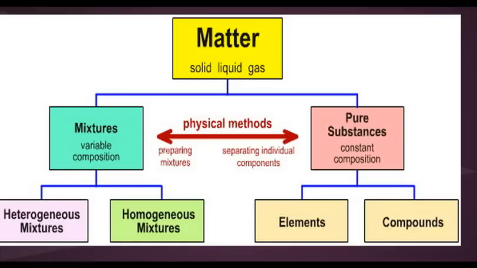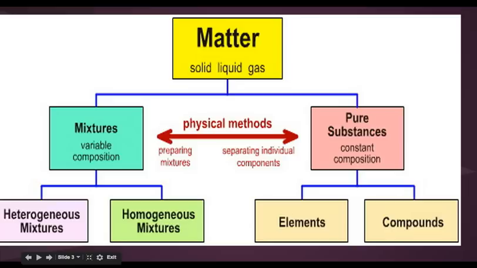So the first thing we're going to talk about is a pure substance. A pure substance is either an element or it's a compound. An easy way to tell the difference between these two is that if you look at the formula of an element, it is going to have one capital letter. If you look at the chemical formula for a compound, it is going to have two or more capital letters.